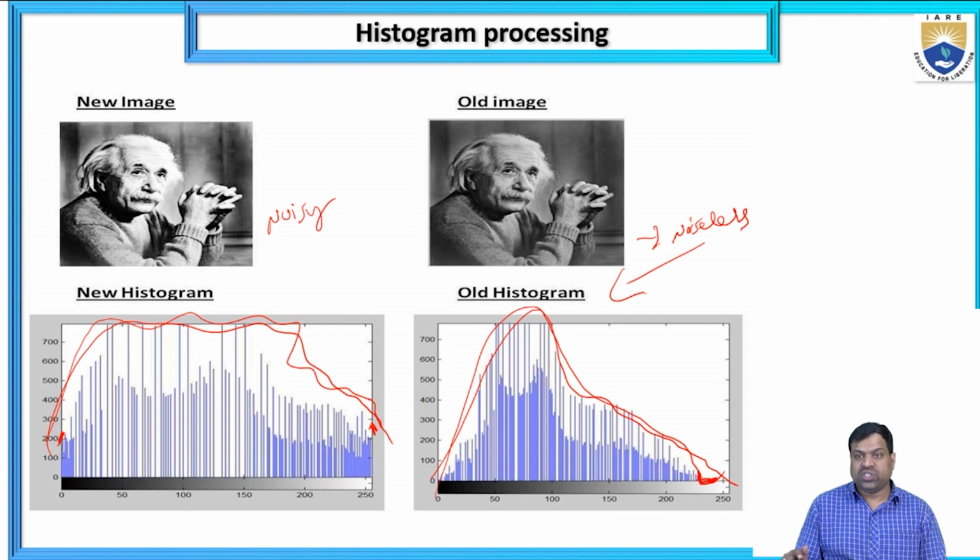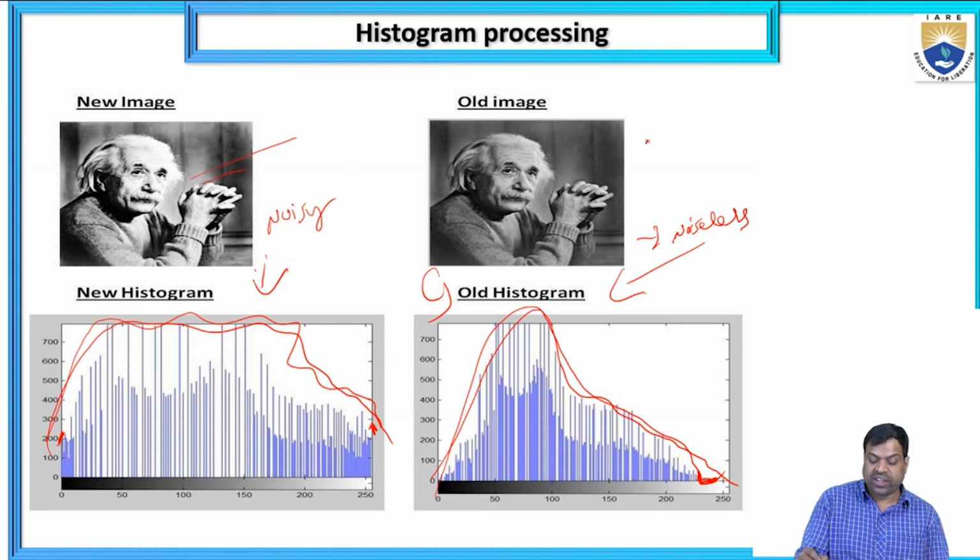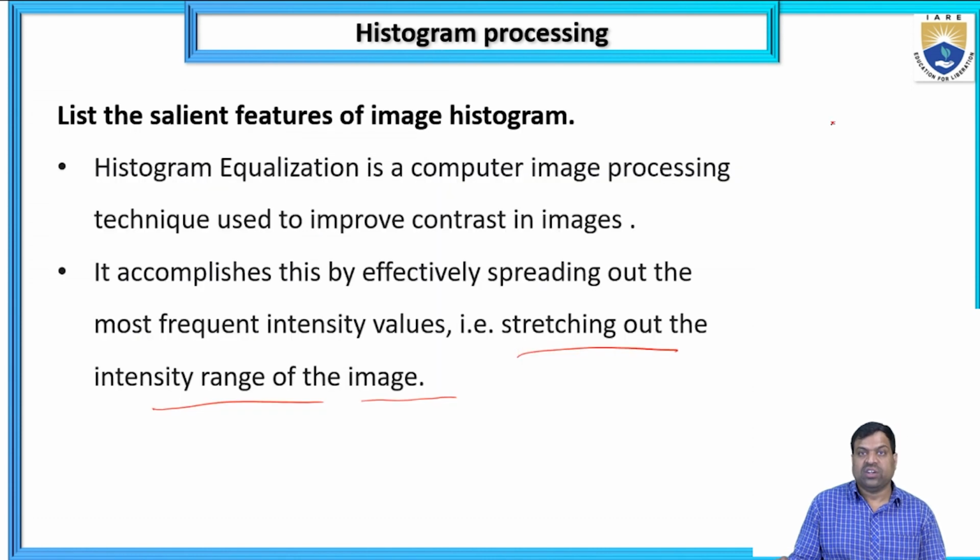Here is the old image with its histogram, and here is the new image. The old image is good, but the new image is noisy. We have to reduce the noise. Why? Because here the white is dominating.